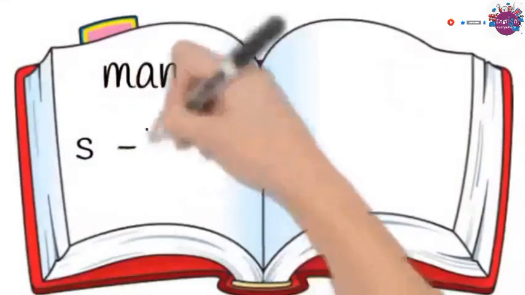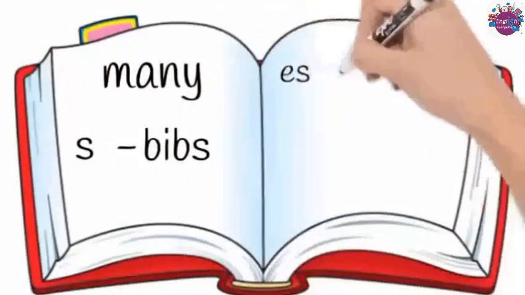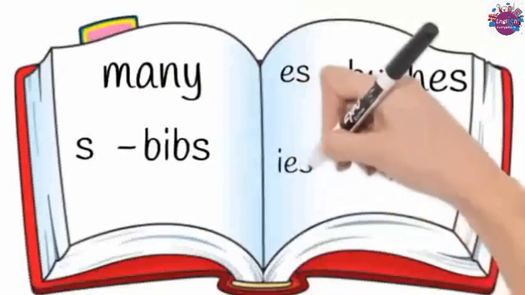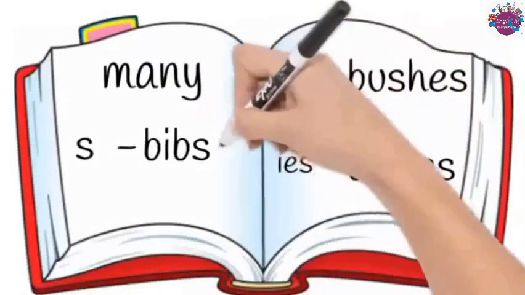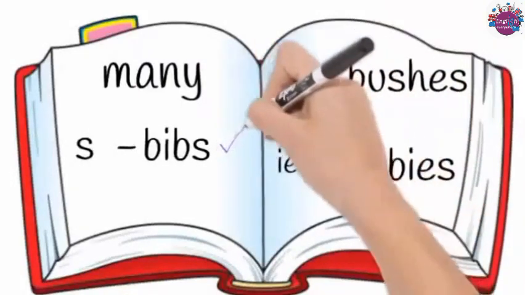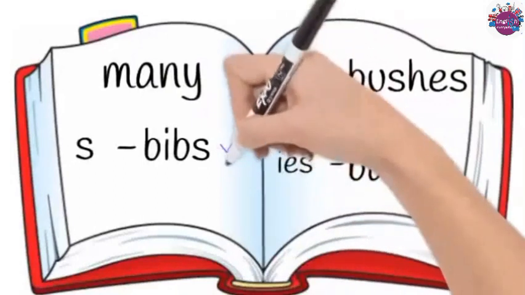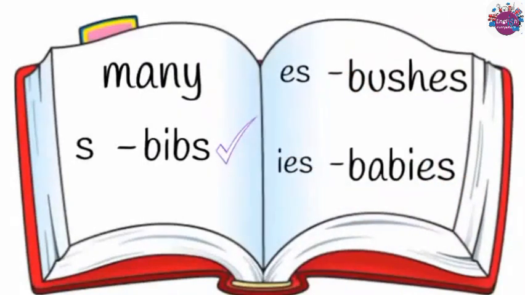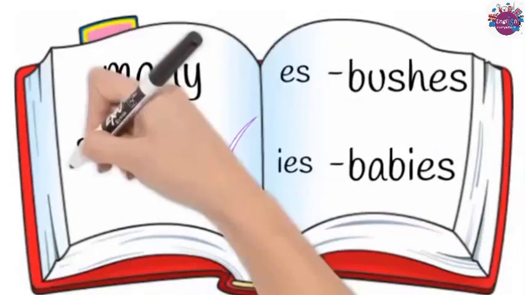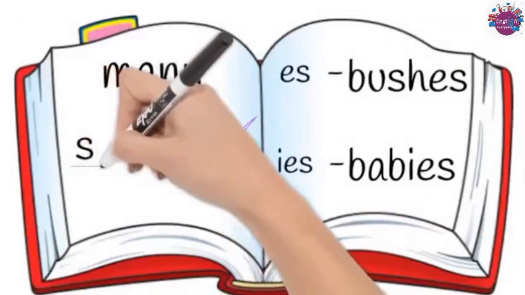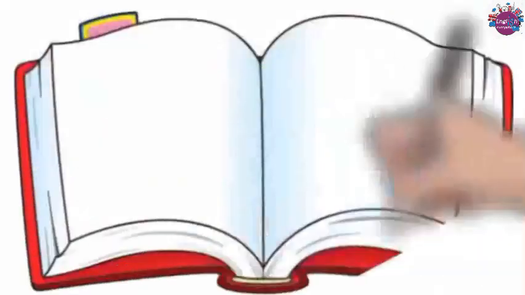In some words we put S in the end, in some words we put ES in the end, and in some words we put IES in the end. Today we are going to do the words where we put S in the end when we change from one to many. Now let's see an example.